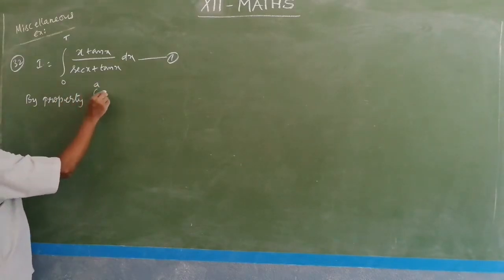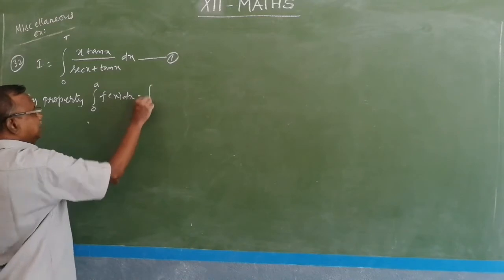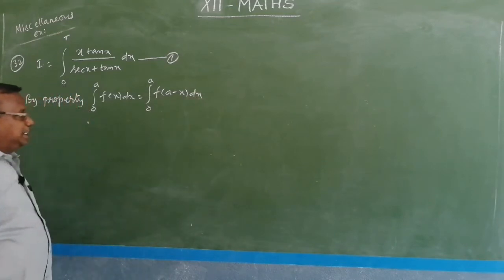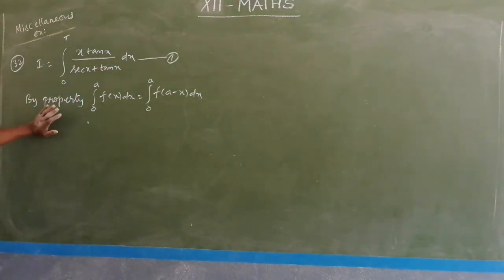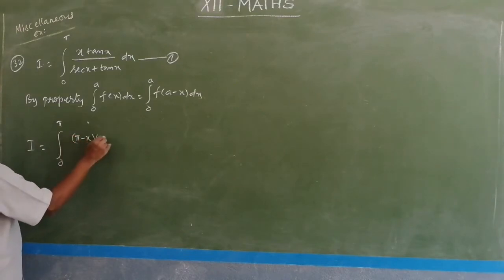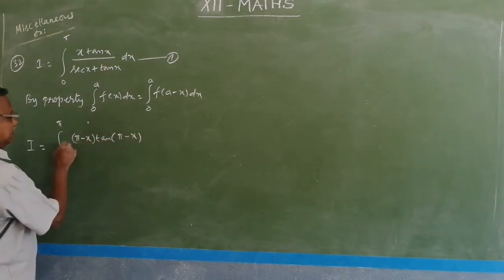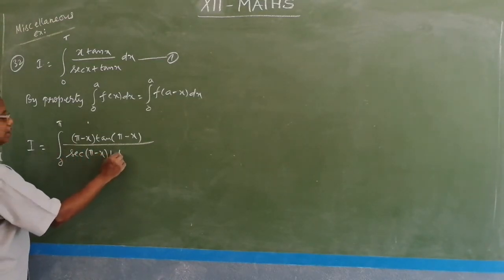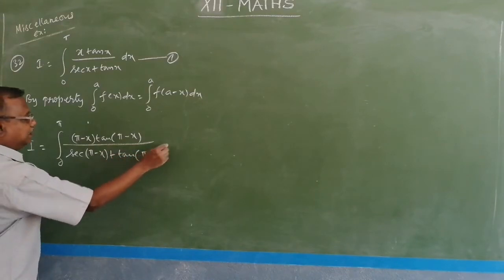the integral from 0 to a of f of x dx equals the integral from 0 to a of f of a minus x dx. In the previous problem, even if we applied this property it would not be converted into the simplest form, so there we did not apply it. Here we need to apply this. So I equals the integral from 0 to pi, where every x becomes a minus x, that is pi minus x. So this is pi minus x into tan of pi minus x, and in the denominator it is secant of pi minus x plus tan of pi minus x into dx.